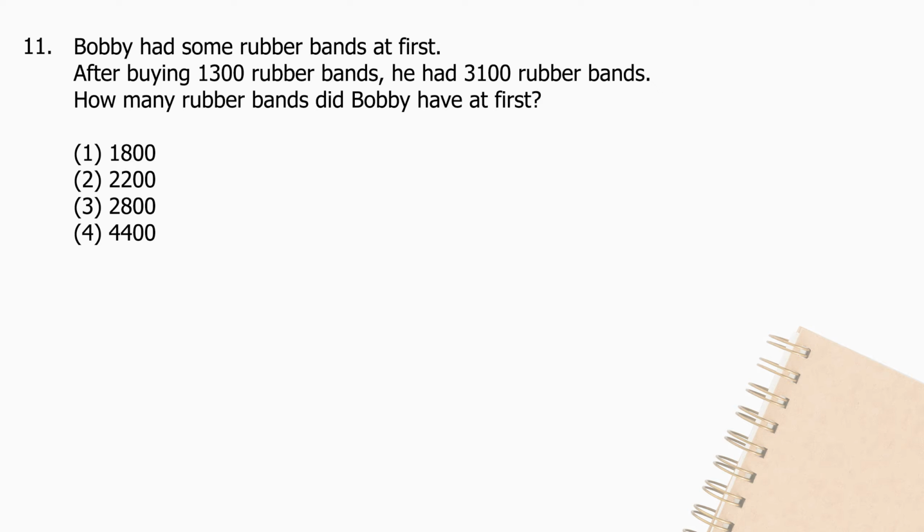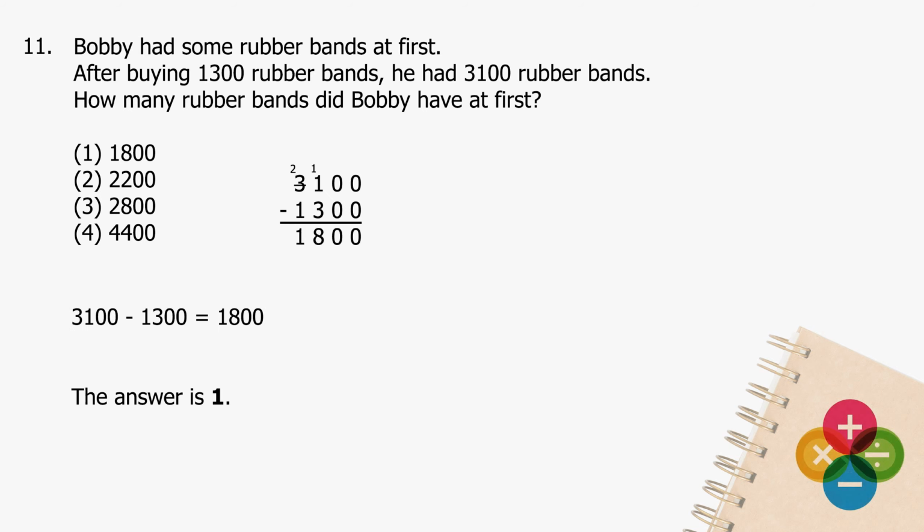Question 11. Bobby had some rubber bands at first. After buying 1,300 rubber bands, he had 3,100 rubber bands. How many rubber bands did Bobby have at first? Subtract 1,300 from 3,100, and the difference is 1,800. The answer is 1.